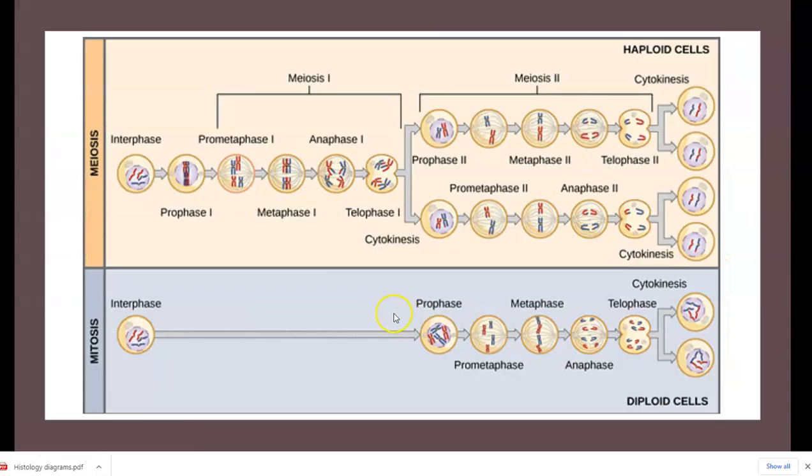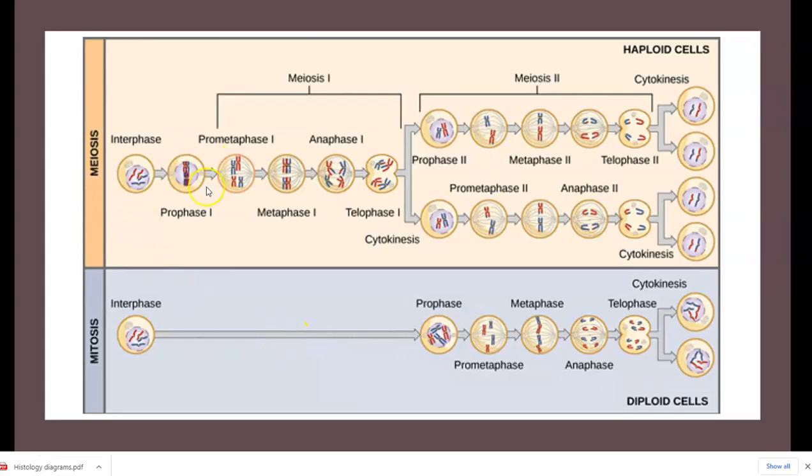Okay, so here we have meiosis on the top and mitosis on the bottom. We already talked about mitosis. We talked about interphase and what happens there. We talked about prophase, metaphase, anaphase, and telophase. And then we end up with these daughter cells that are diploid. They have the same chromosomal number and they are genetically identical to the parent cell. So we already talked about that. If you want to review that, you can go back and look at the mitosis video.